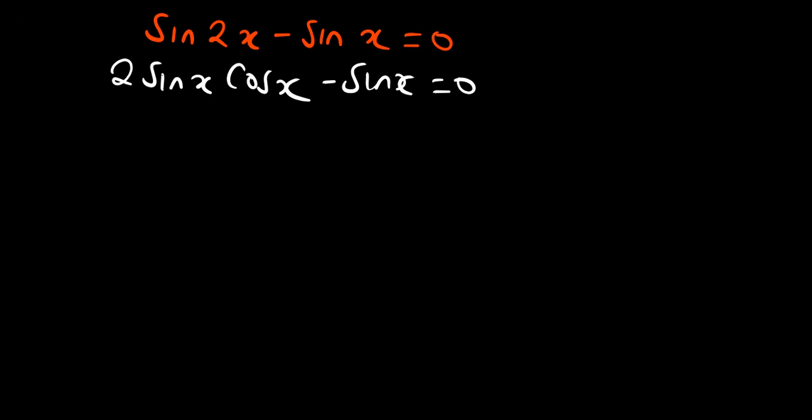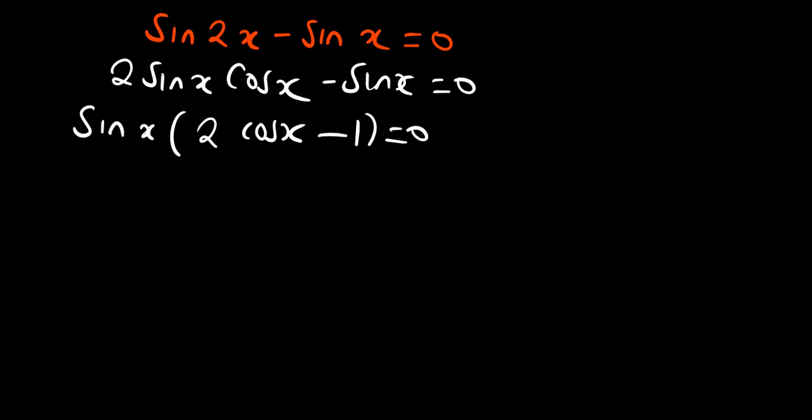Now that we've got that, we can factorize sine x. You're going to say sine x, and I'm going to remain with a 2 and a cos x. So I'm going to write that 2 cos x minus 1 equals 0.